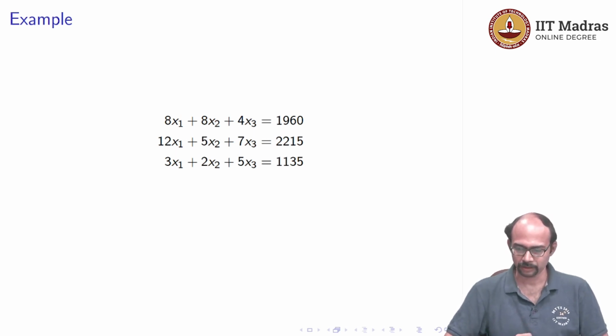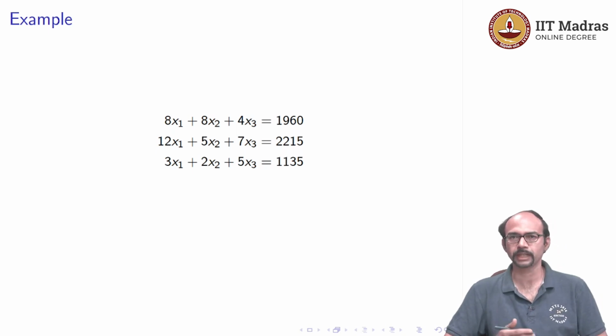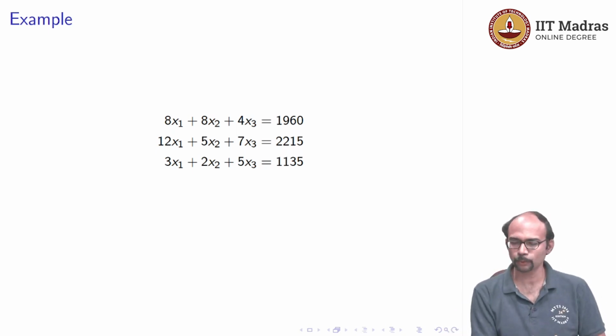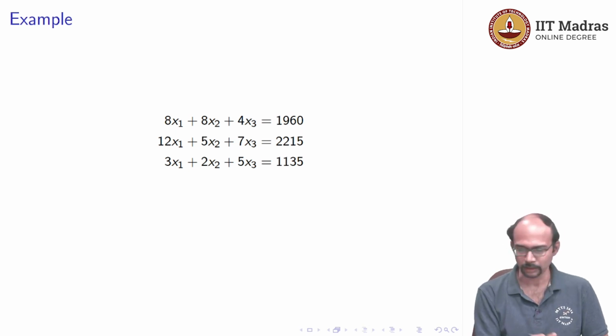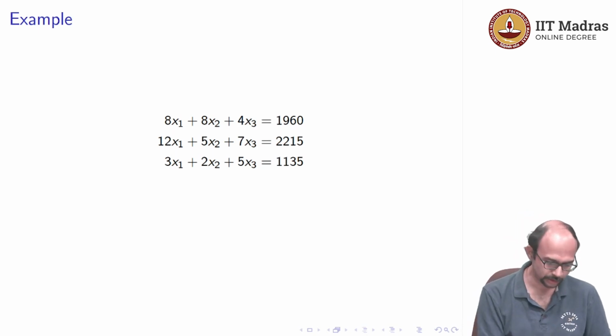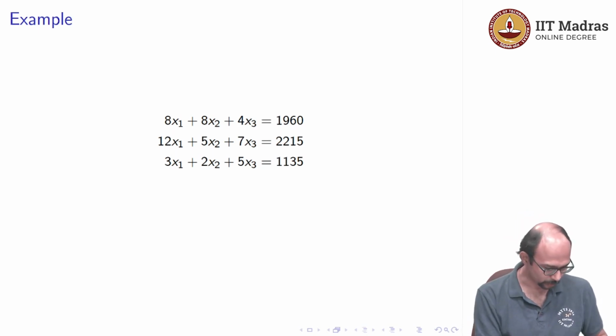So, this was actually something to do with the price of rice and dal and so on. So, 8x1 plus 8x2 plus 4x3 is 1960, 12x1 plus 5x2 plus 7x3 is 2215, 3x1 plus 2x2 plus 5x3 is 1135. Well, okay, I should say 1960, 2215 and 1135. Okay.